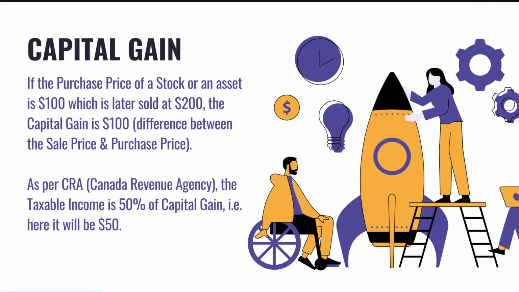So what is a capital gain? If the purchase price of a stock or an asset or an ETF or a mutual fund is $100, which is later sold for $200, the capital gain is $100. That is the difference between the sale price and the purchase price. According to Canada Revenue Agency, the taxable income is only 50% of the capital gain. That is, in this example, the taxable income will be $50.